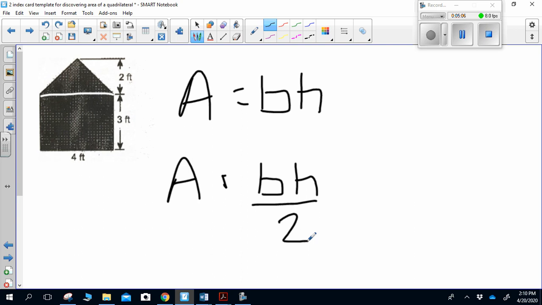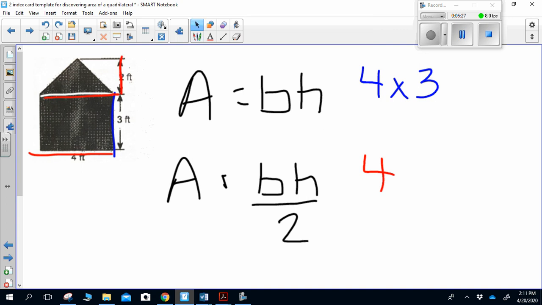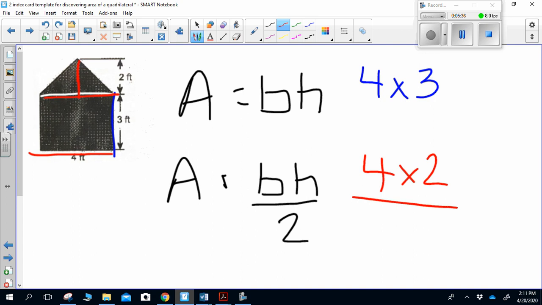So let's look at it. The base on this first one is 4, and the height is 3. So I'm going to do 4 times 3. Please put this on your worksheet. Then if I look at the next part, the base is 4. The height is 2. So there's my height of my triangle. So it's 4 times 2, but because it's a triangle, divided by 2. So now I do my math.